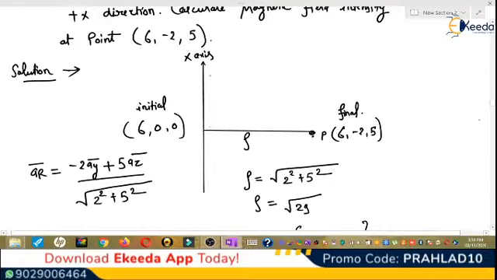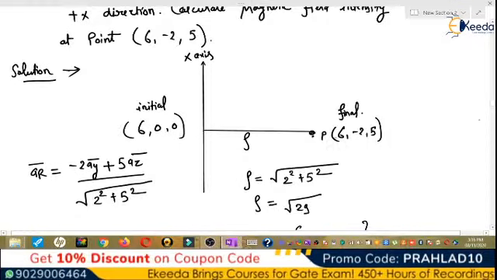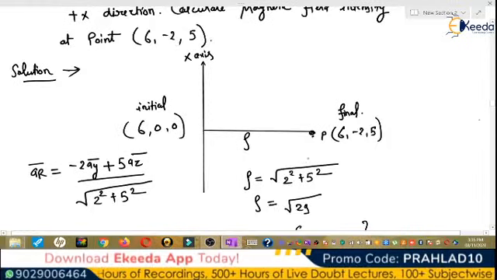So a current carrying wire is placed along the x-axis and we have to calculate the magnetic field at (6, -2, 5). So the two points on the x-axis are fixed, that is y and z, they are 0, 0. So the third point we will take 6 only, because we have to calculate the perpendicular distance rho. So the value of rho here is under root of 2 square plus 5 square. So rho is under root of 29.